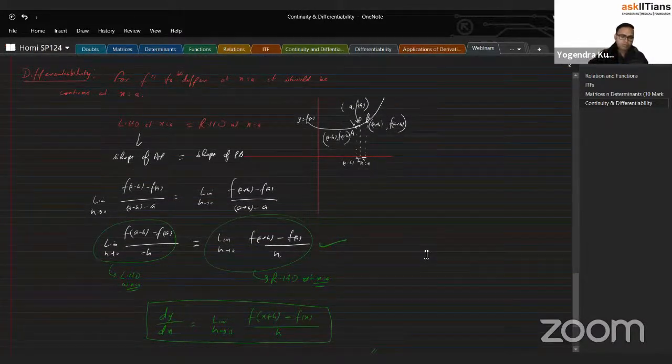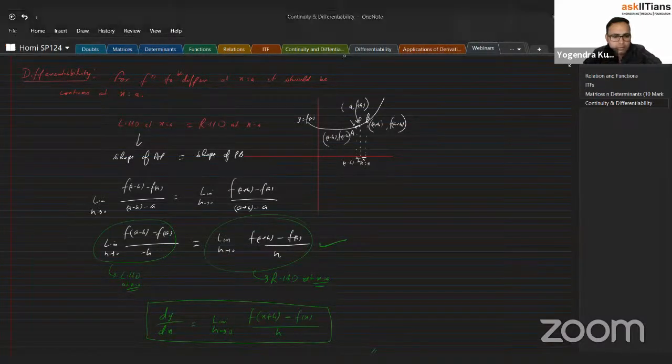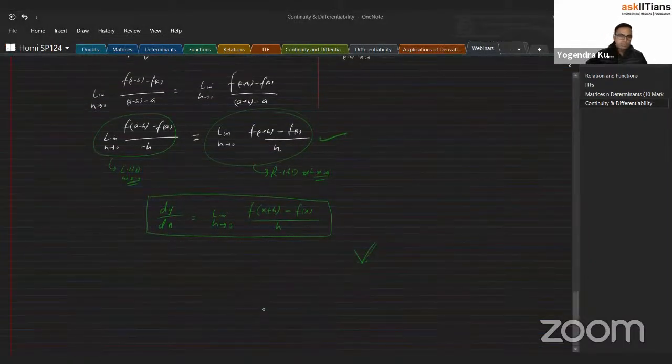This is very, very important, right? It should not be discontinuous also. That is very, very important: it should be continuous, and LHD should be equal to RHD. That's it. Yeah, right, done. So let's do a question, guys.